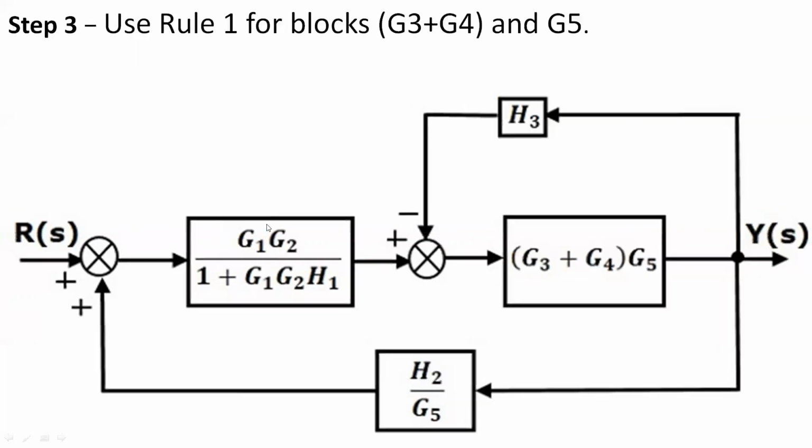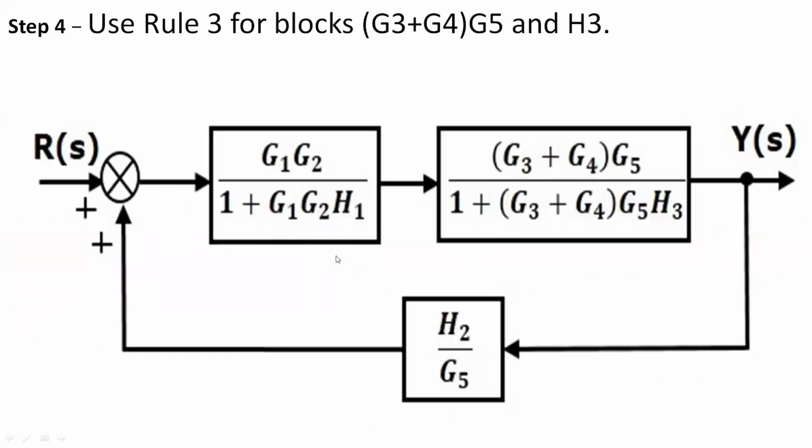So in step 3, use rule 1 for blocks G3 plus G4 and G5. So we get G3 plus G4 into G5. The modified block diagram looks like this. So in step 4, use rule 3 for blocks G3 plus G4 into G5 and H3. Okay, then we are combining the feedback here. The modified block diagram looks like this.